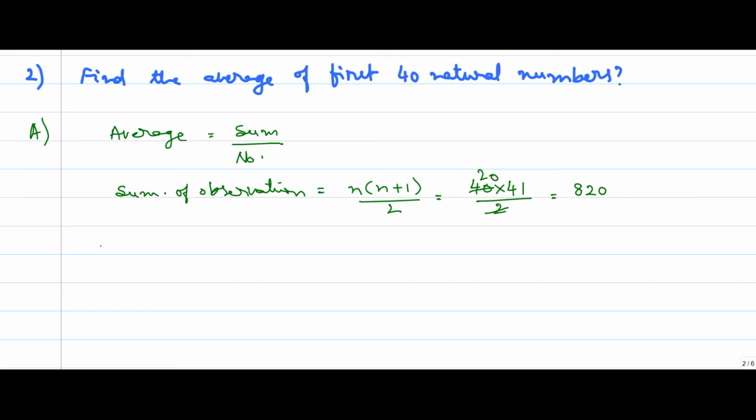The number of observations is 40, as given here. So now it's easy. Average is equal to the sum of observations, 820, divided by 40. So it will be equal to 20.5. 20.5 is the average of the first 40 natural numbers. Let's move on to the next question.